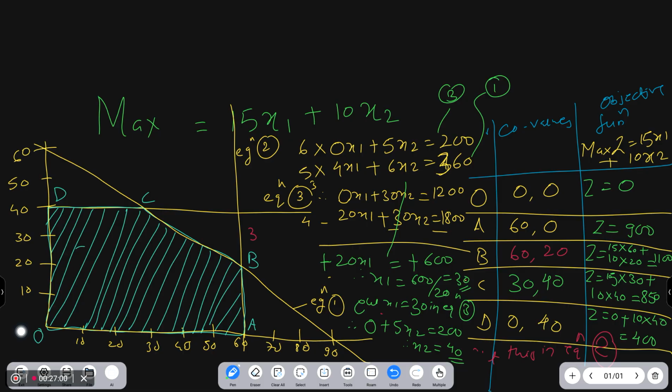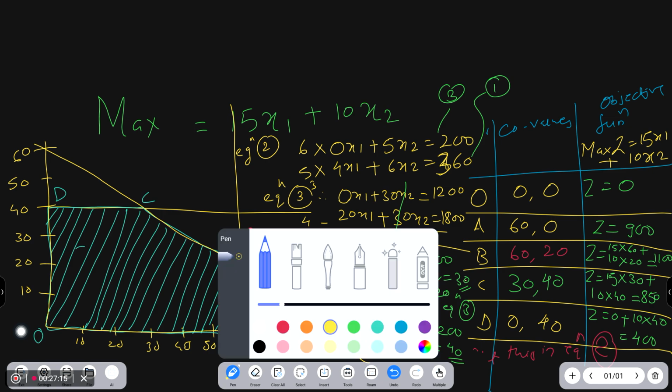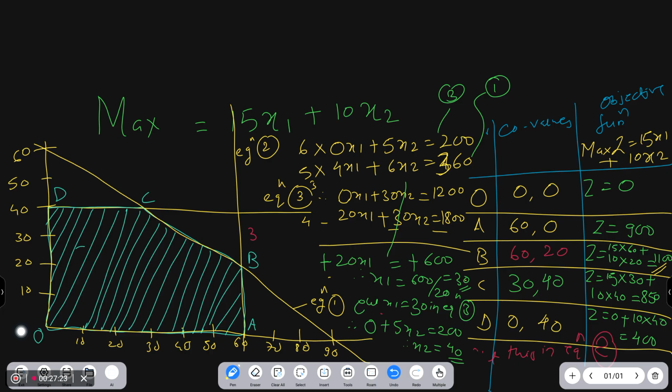Now, once you have calculated the Z values after getting the coordinates, what is the nature of our problem? It is max. Means you have to observe for the max Z. What is the max Z? 1100. Therefore, what is the conclusion of this solution?